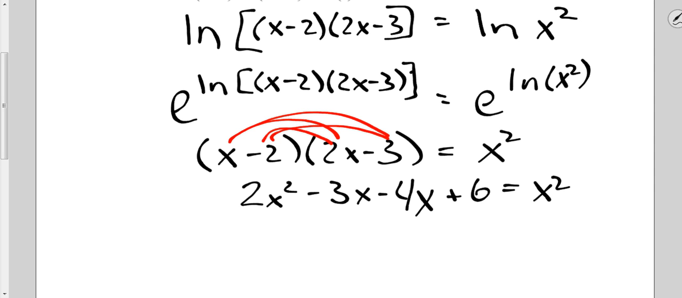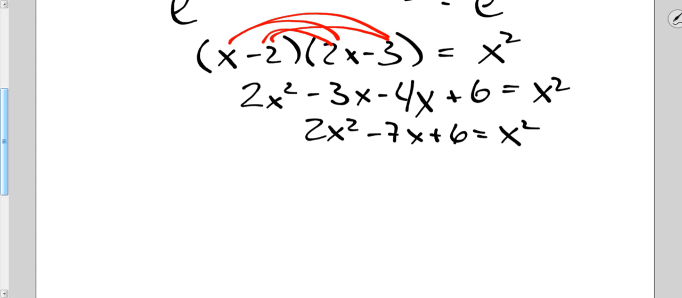Now what, Lyndon? Subtract 4 from -3. -7x. Okay, good. I'll take that. Minus 7x plus 6 equals x squared. Now what, Lyndon? Let me scroll down. Now what? Sam, now what?